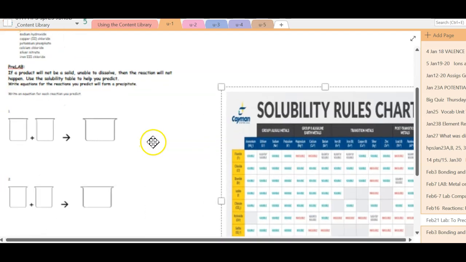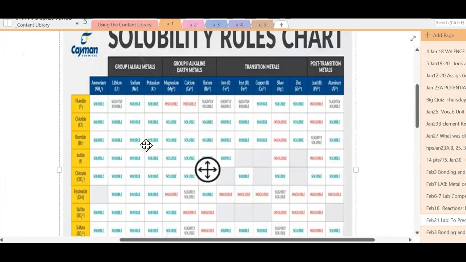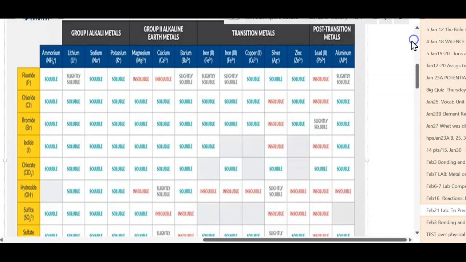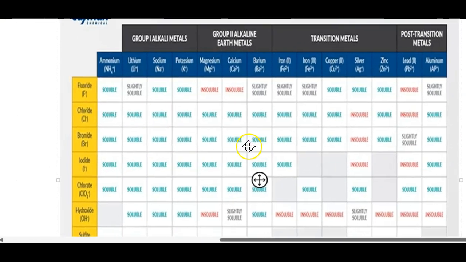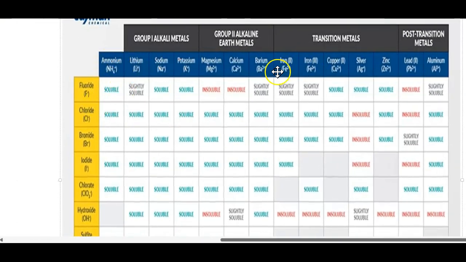All right, so the solubility rules chart, let me make this as big as possible. It shows the metals across the top: lithium, sodium, potassium, the alkali metals, then the alkaline earth metals, then the transition metals, and then lead and aluminum are post-transition metals, as is tin.